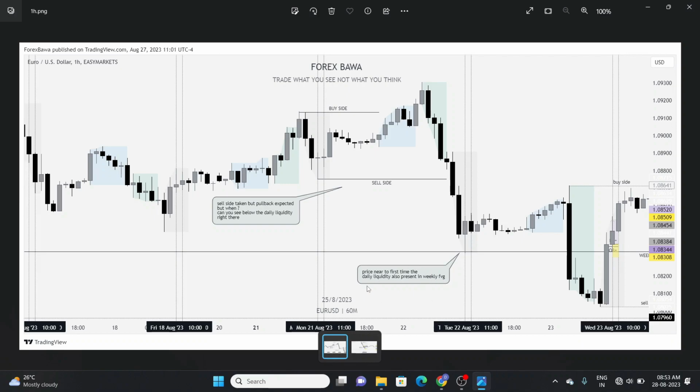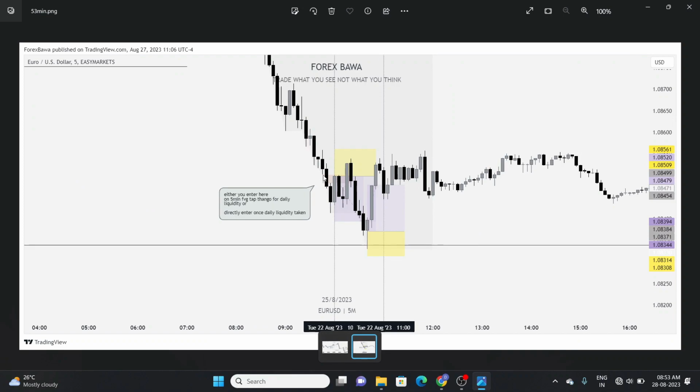Okay, so going to the lower time frame, what did you see here? When the silver bullet started, their daily liquidity didn't tap here, so we can expect that price can reach up to there. As the market pulls back, we see the only fair value gap is here. This one is already tapped, no other fair value gap is here.